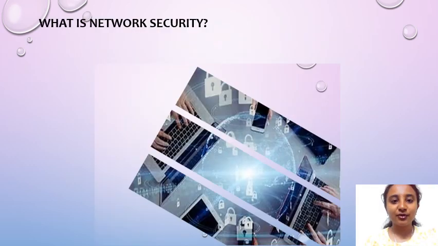Firstly, what is network security? Network security refers to the practice of implementing measures to protect a computer network and its data from unauthorized access, misuse, modification, or disruption. It encompasses various technologies, policies, and procedures designed to ensure the confidentiality, integrity, and availability of network resources.